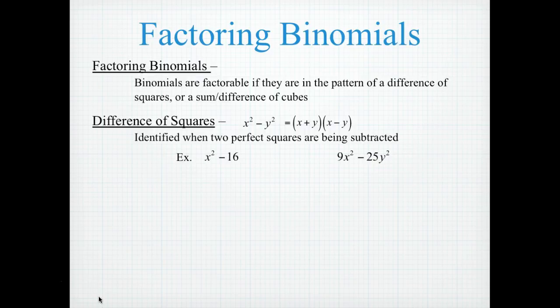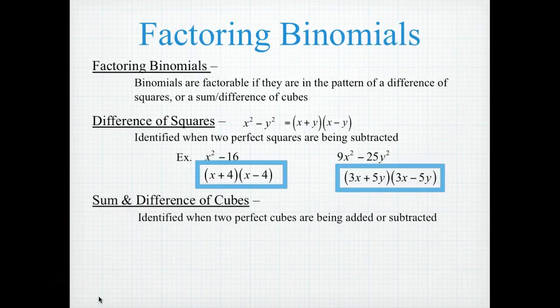A couple of examples. The first one we have x squared minus 16. So x squared is a perfect square, 16 is a perfect square, and they're being subtracted. So that factors to x plus 4 times x minus 4. In the next one, 9x to the second minus 25y to the second. 9x squared is a perfect square, whose square root is 3x. 25y to the second is a perfect square, whose square root is 5y, and they're being subtracted. So we have a difference of two squares, and it factors as 3x plus 5y, 3x minus 5y.